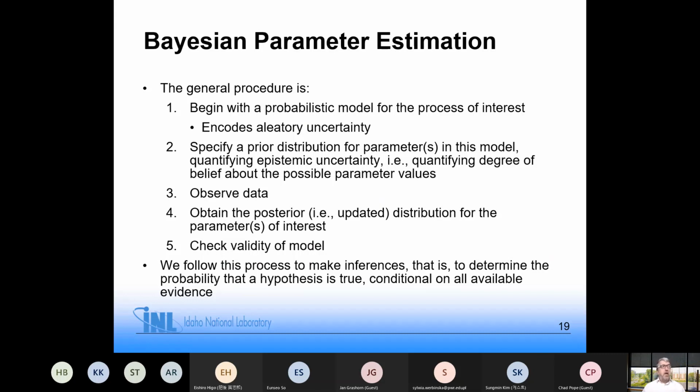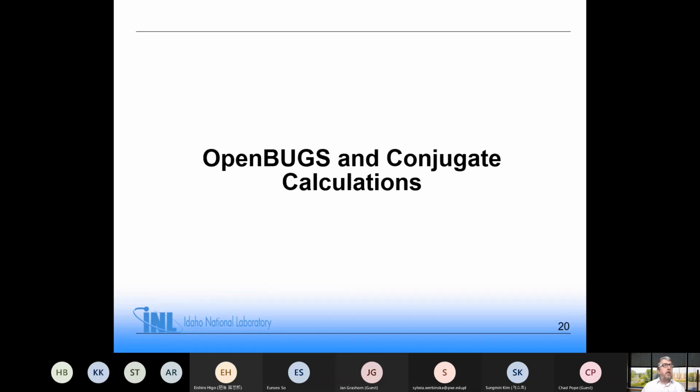And this is a general process. This is, again, what we use for parameter estimation in PRA models and reliability models, too. It's not just risk models, but any place where we're going to talk about the probability of something, here's the process to come up with that probability. Okay. So let me take a short break here. We'll take a 10-minute break and come back and talk about open bugs and conjugate calculations. That's the simplest one.